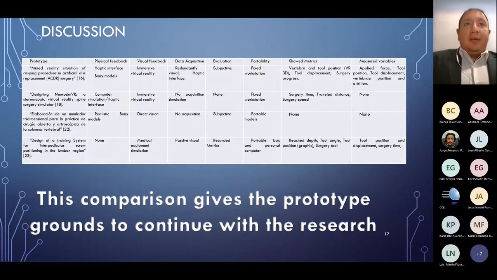For example, in the first one, you have an app interface, but in order to have so, it needs to be a fixed workstation. And the second one, or the third one, I'm sorry, it has the most realistic bony models. But since they are so realistic, some things such as the trajectory or the depth cannot be measured, and it's only a subjective evaluation. Or having a computer simulation, which makes a much more immersive virtual reality situation, but at the same time, it doesn't make any acquisition. It's always a perfect surgery, let's say.